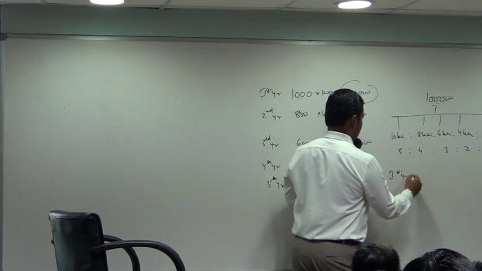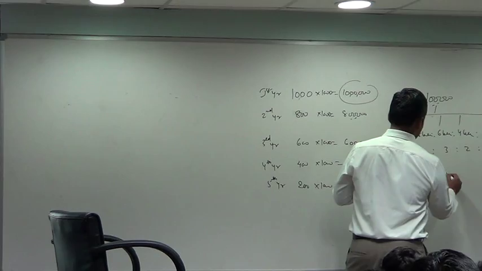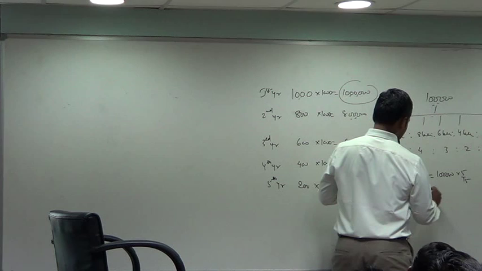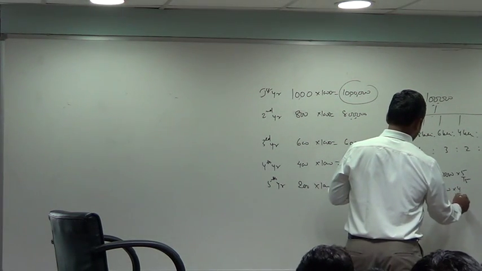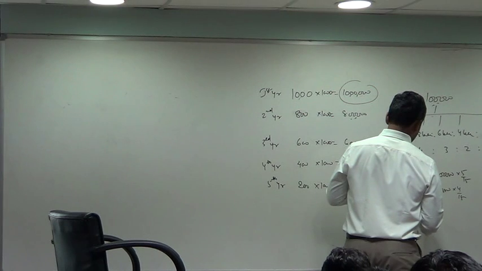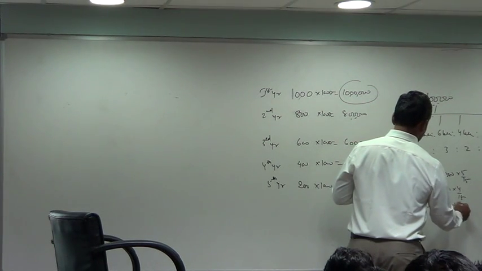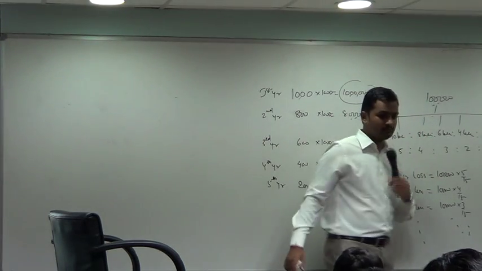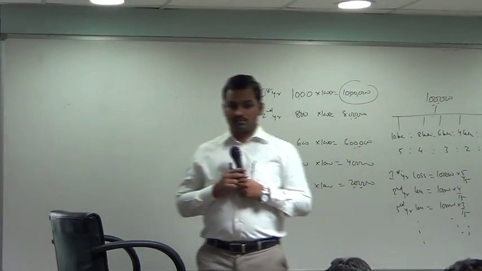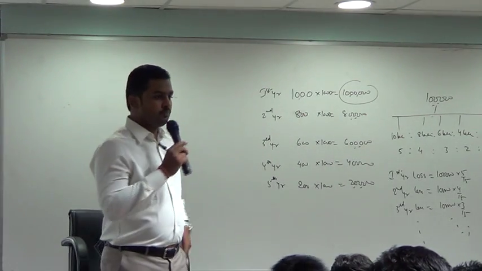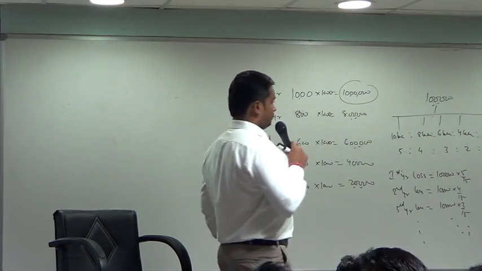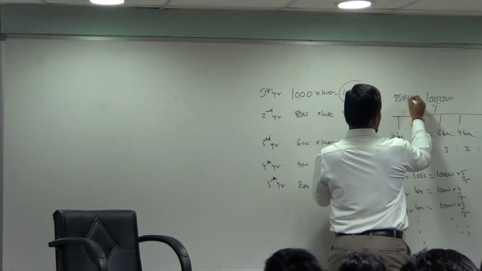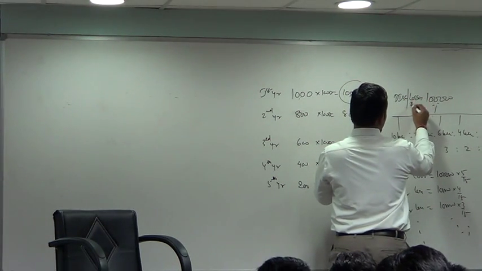First year loss is equal to 1 lakh into 5/15. Second year loss is equal to 1 lakh into 4/15. Third year loss is equal to 1 lakh into 3/15. Note it down. What is this 1 lakh loss? It can be either discount loss or loss on redemption.